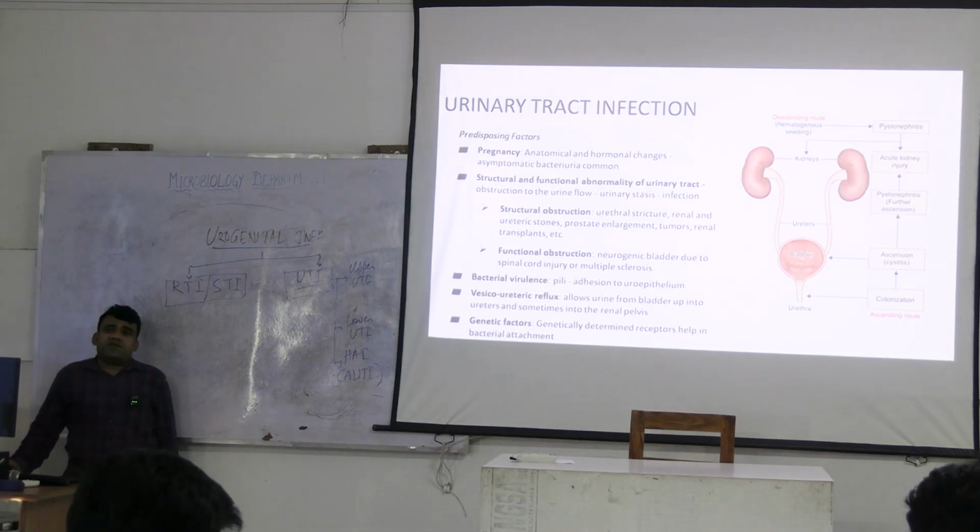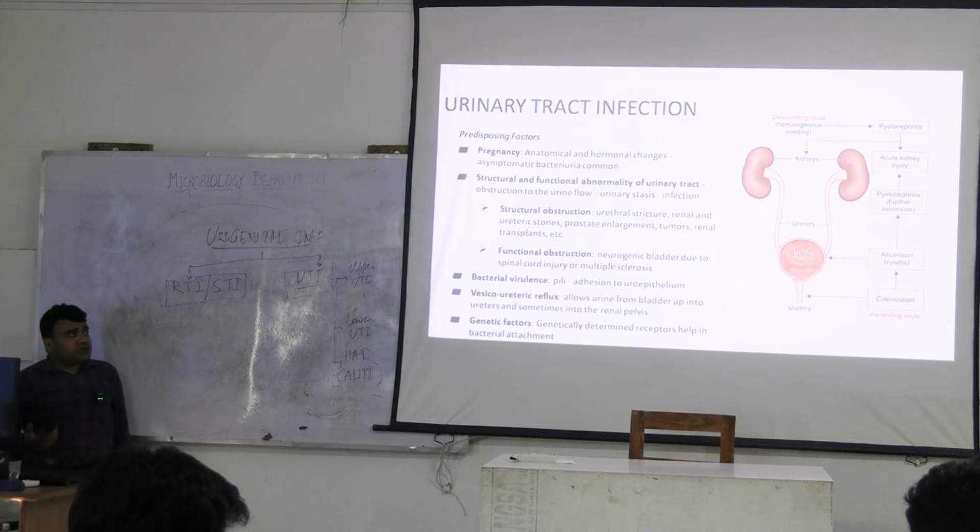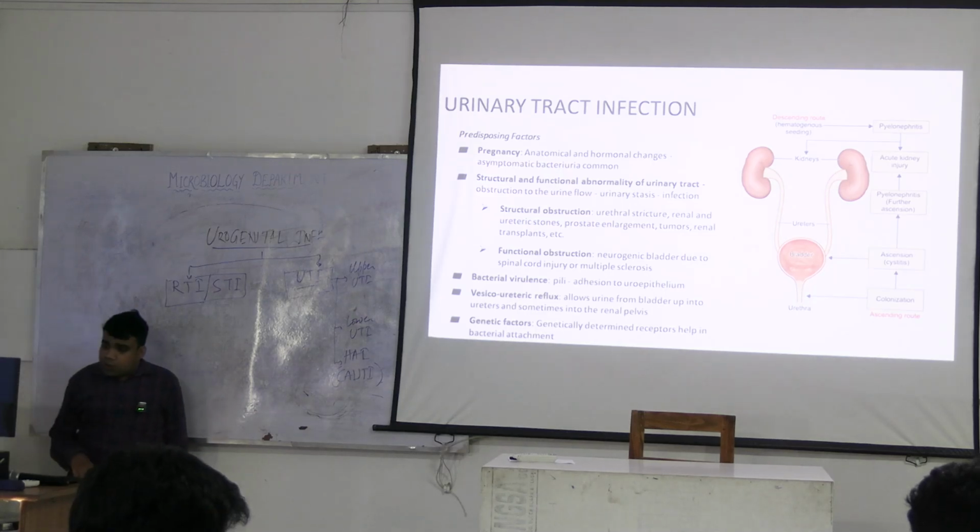More importantly, we can find infections more commonly seen in case of obstruction or functional abnormality of the urinary tract. It may be a structural abnormality or a functional abnormality, which can be seen in neurological injury like neurogenic bladder or any kind of spinal injury.